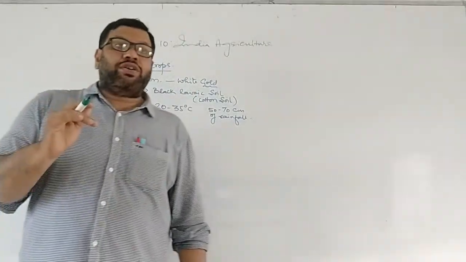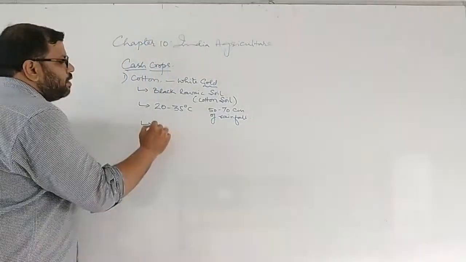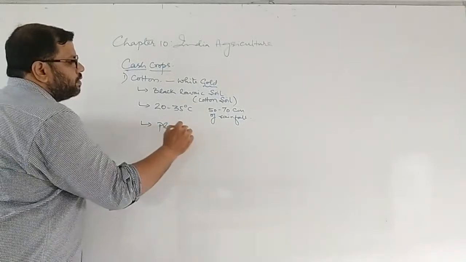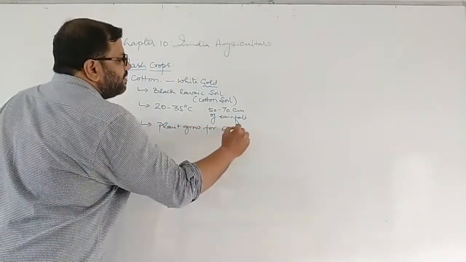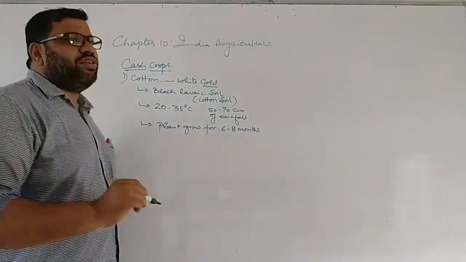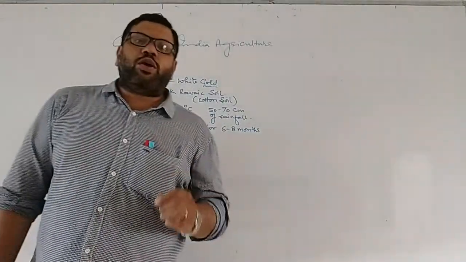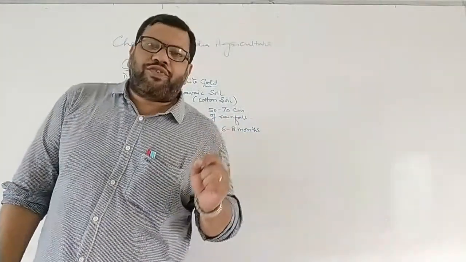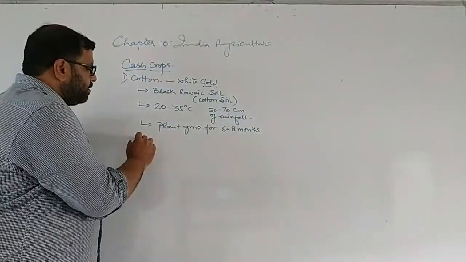The growing season of cotton is approximately 6 to 8 months. So the plant grows for 6 to 8 months. Why we especially mention this duration is that the plant requires a frost-free period. This is important.